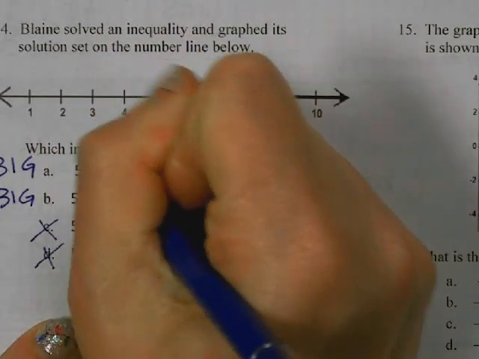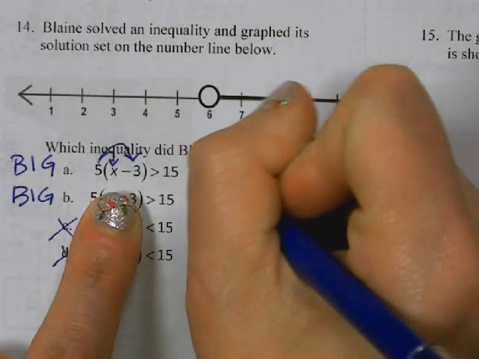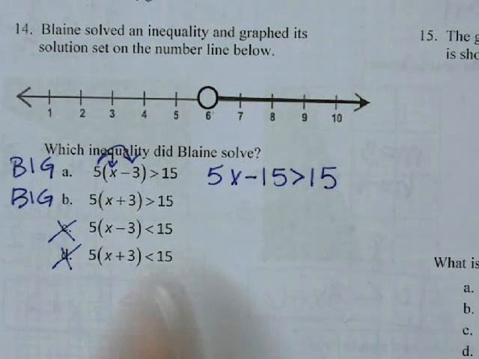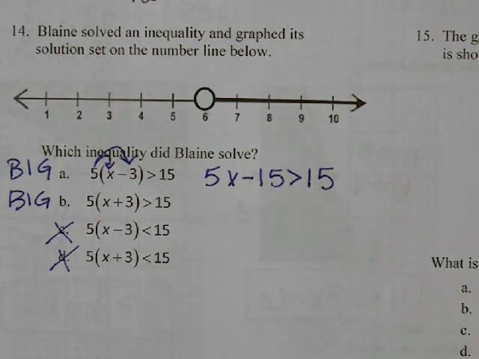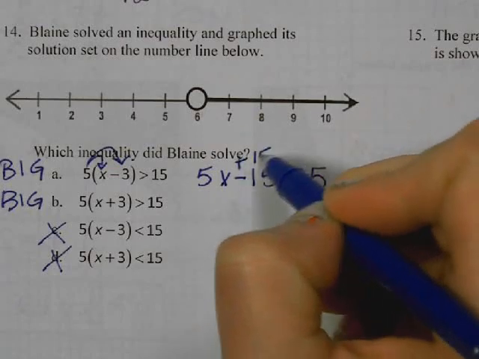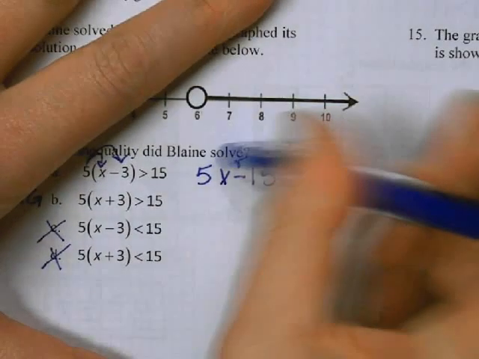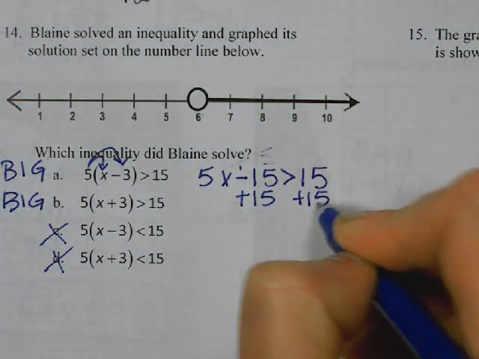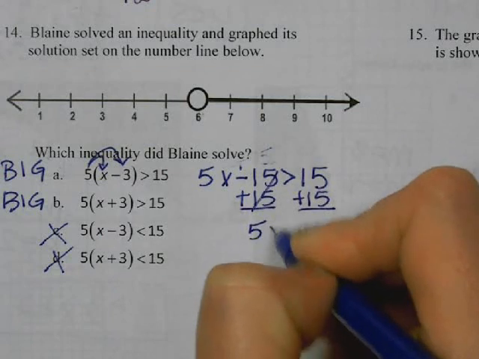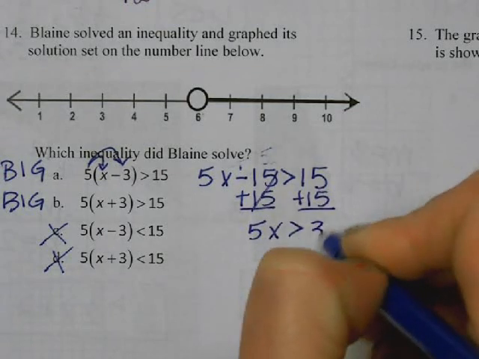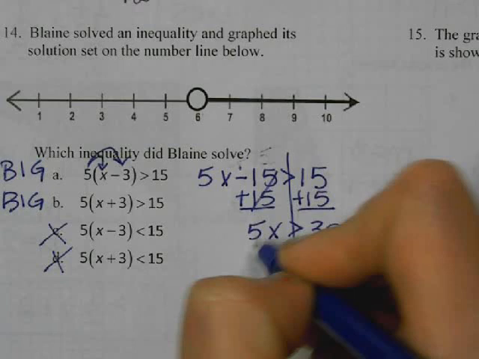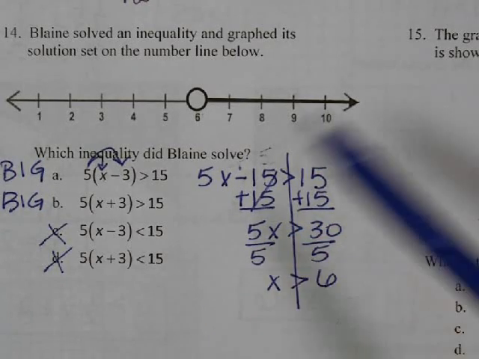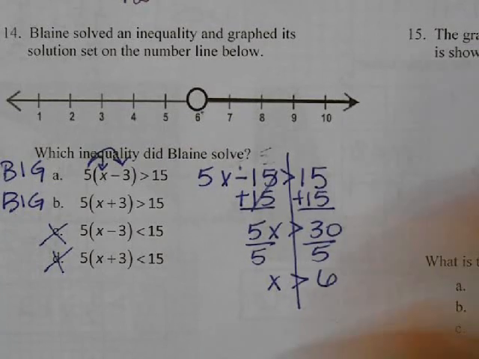To solve those, you would distribute. So this is 5x minus 15 is greater than 15. And then you add 15 to both sides. So that's 5x is greater than 30. And then you divide by 5. So x is greater than 6. Is that the correct answer? Yes. So it's A.